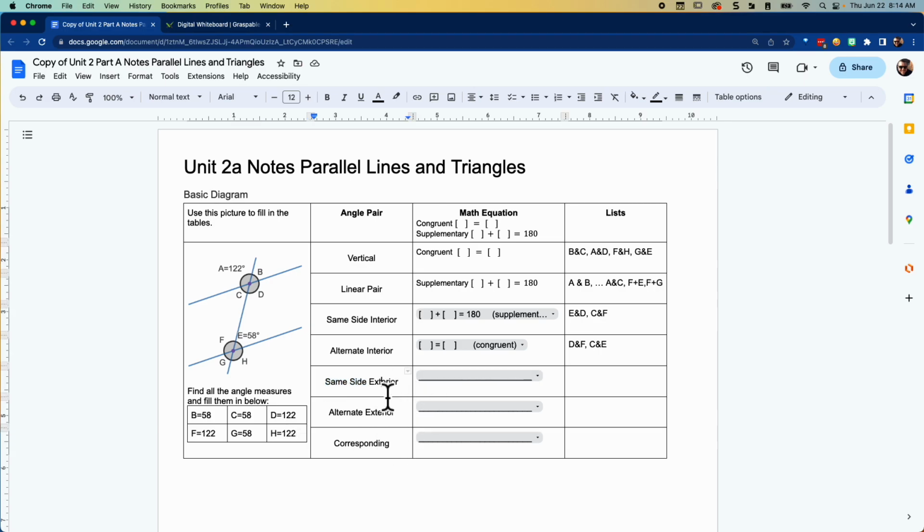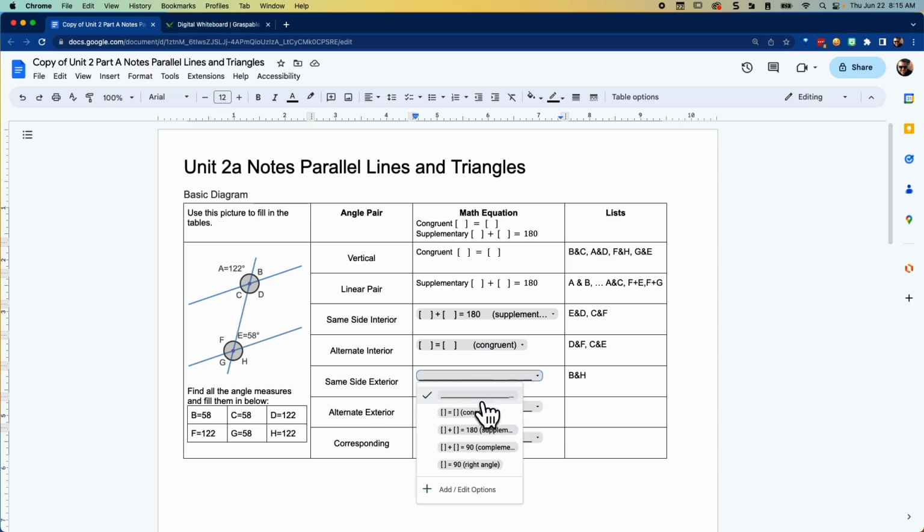So same side, exterior. Same side means that we're going to be on, let's say, the right side of the transversal, and then we'll do the left side next. So we'll do the right side, but outside those parallel lines. I need one from the top group, one from the bottom group. The outside from the top group is B, and its matching pair on the same side of the transversal, but outside the parallel lines, is H. So B and H are same side exterior.